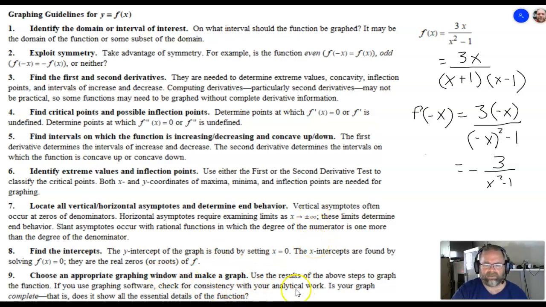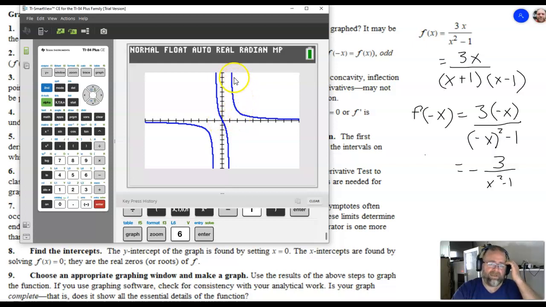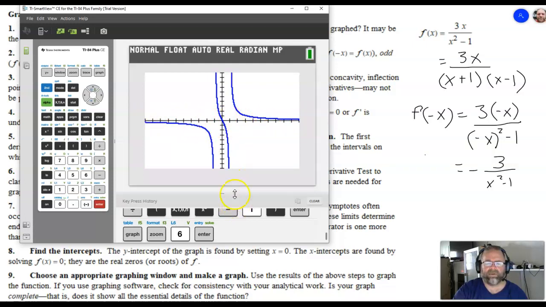So let's take a look at this function and see what it looks like. And this is what it looks like. So this is our only intercept here at 0, 0. Notice that everything on the upper right is the same as the lower left, and everything on the upper left is the same as the lower right. That's because the function is odd. Notice we have that horizontal asymptote as the x-axis, y equals 0, and then we also have two vertical asymptotes, one at positive 1 and one at negative 1.